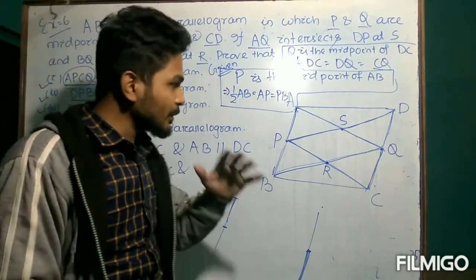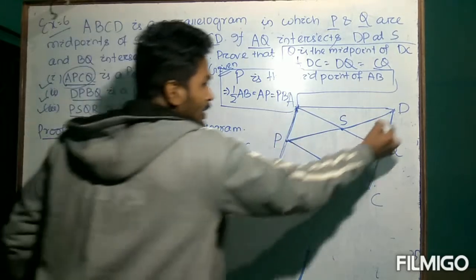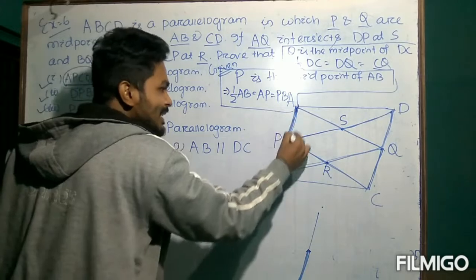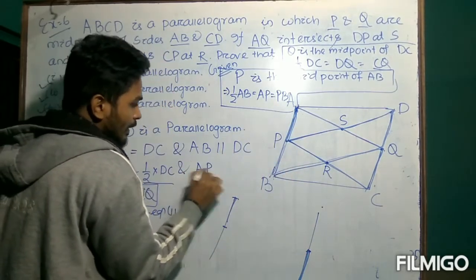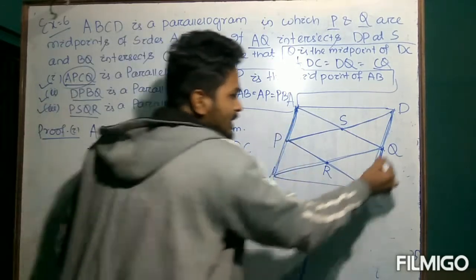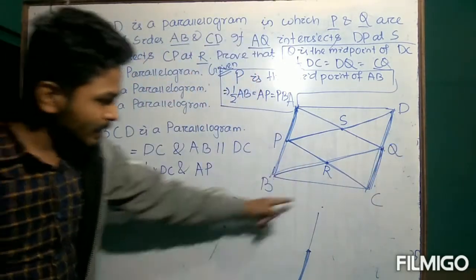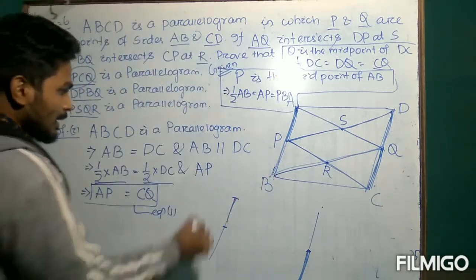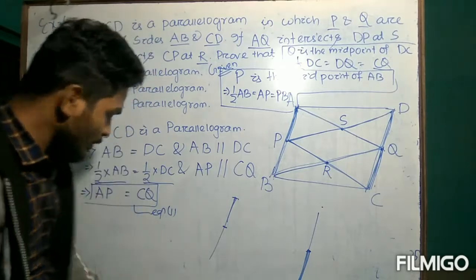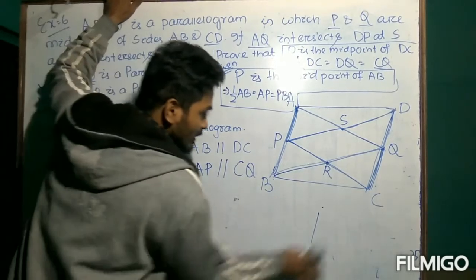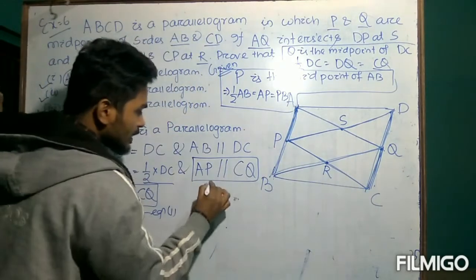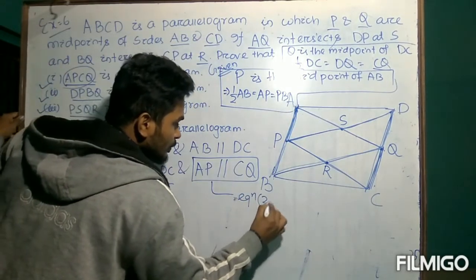Is it clear? So, since AB is parallel to DC, we can write AP, because AP is a part of AB. Similarly, in place of DC you can substitute CQ. Why? Because CQ is also a part of DC. This is the total length, and CQ is a part of DC. You can write it is parallel to CQ. So we got that AP is parallel to CQ. Let's say this is our equation number 2.